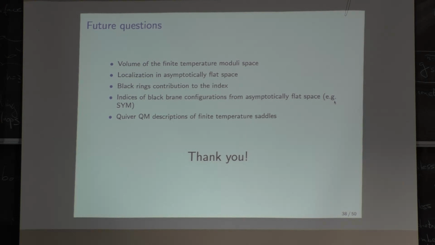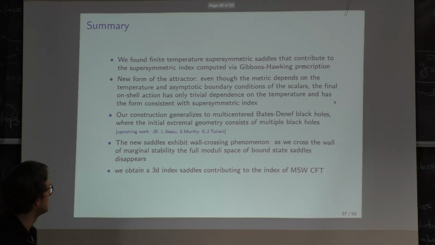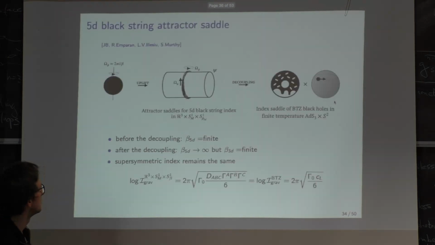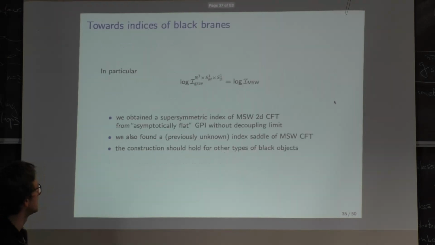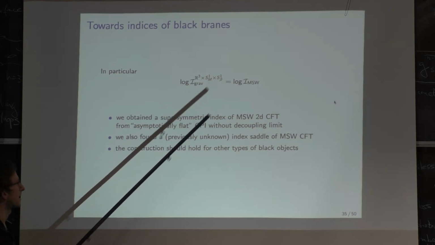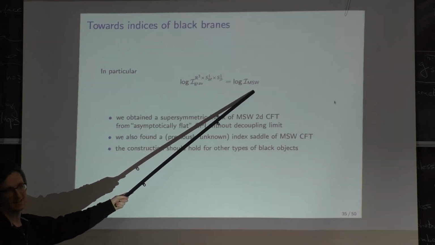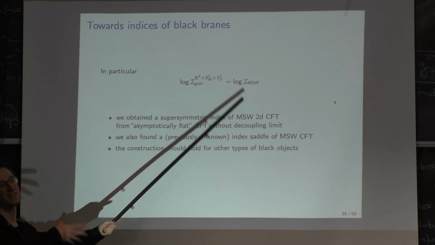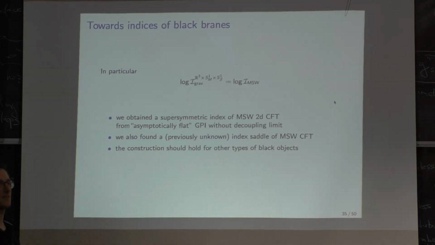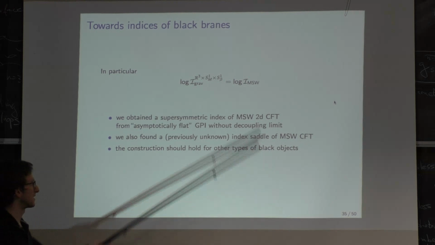Can you explain again the new saddle that you found to match onto the index for that theory? The 3D saddle? You said that you were able to use this method. Wait, one sec. This one. So what is this new saddle you were able to find? Yeah. So this particular equation is the CFT answer. In the actual computation you would take the decoupling limit, find the low energy effective theory, and compute the index there. It gives you some answer.